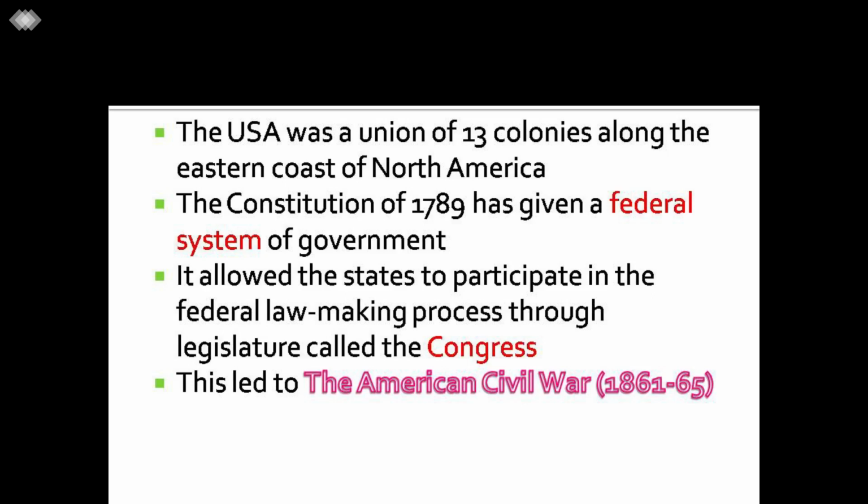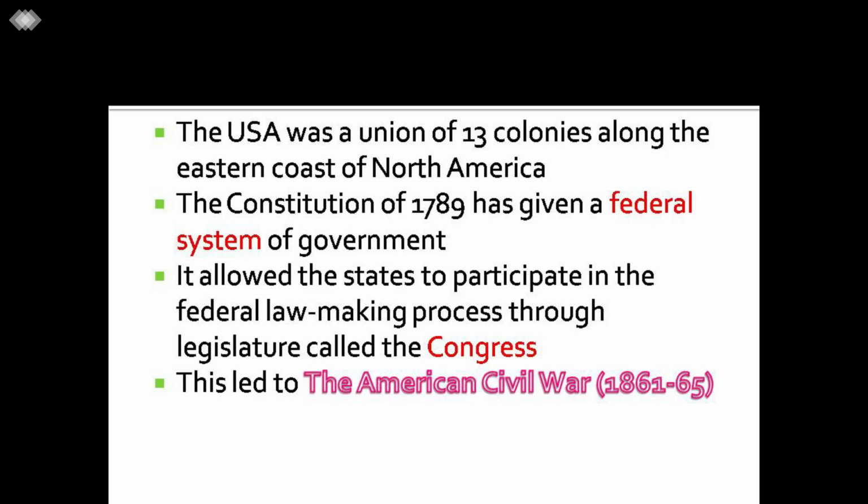It allowed the states to participate in the federal lawmaking process through a legislature called the Congress. Each state had equal representation in the Senate, the upper house of the Congress, irrespective of the size of its population.